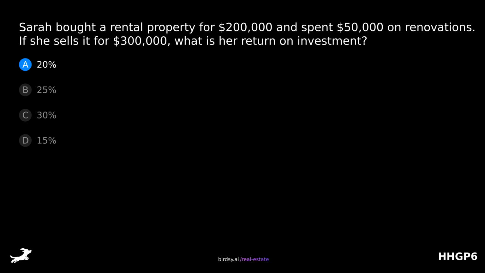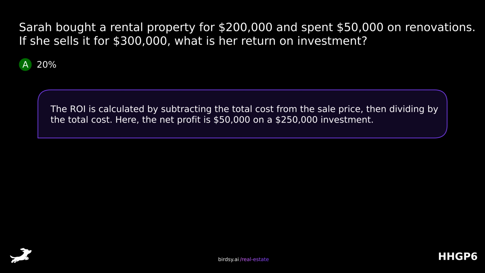Is it A. 20%, B. 25%, C. 30%, or D. 15%? The answer is A. 20%. ROI is calculated by subtracting the total cost from the sale price, then dividing by the total cost. Here, the net profit is $50,000 on a $250,000 investment.